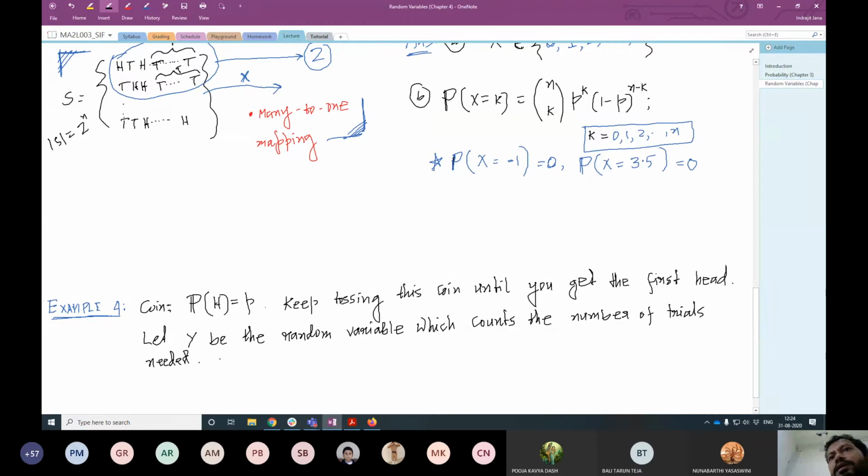Once again, we want to ask the same questions. What are the possible values of Y? And the second question is also similar. Find the probability of Y equal to k for all possible k.